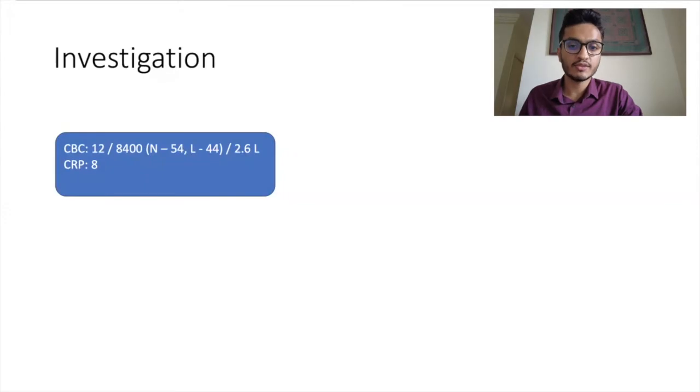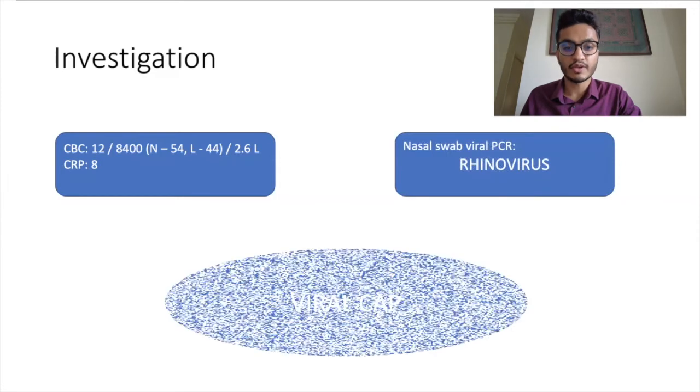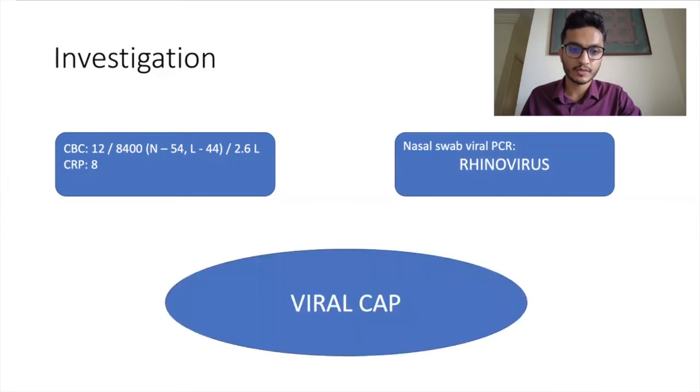You do the CBC as well as CRP, which is more or less normal. You take the nasal swab and send for viral PCR and it grows rhinovirus. So this is a very typical case of viral community-acquired pneumonia.